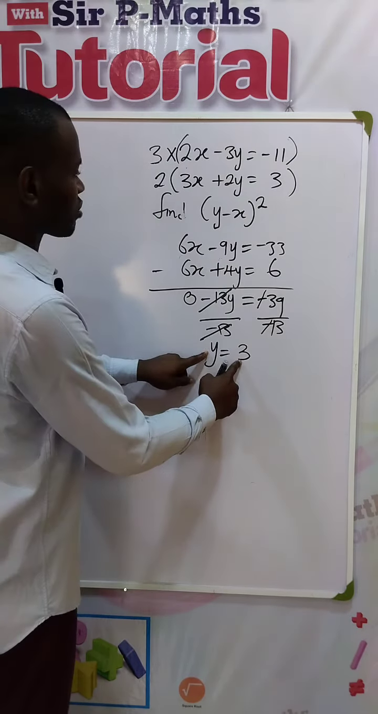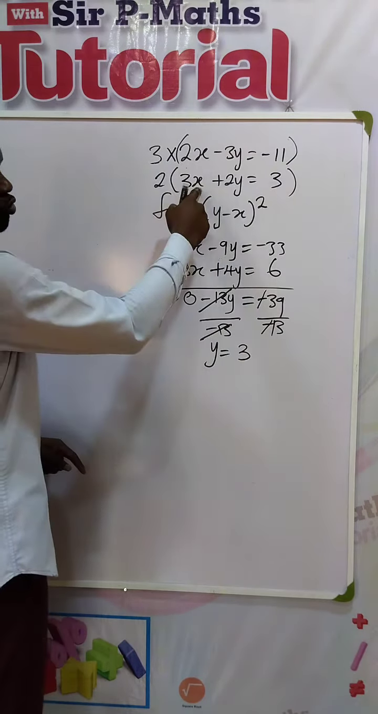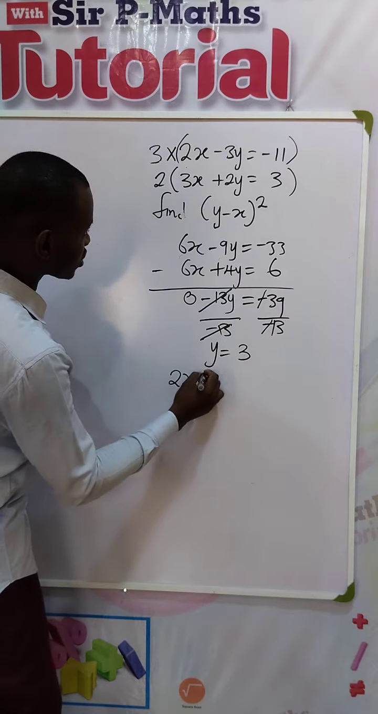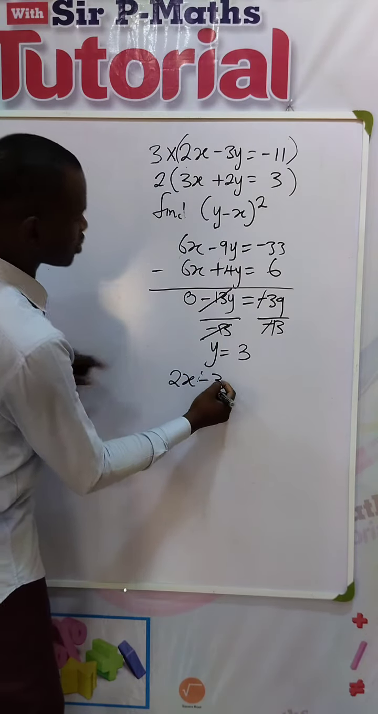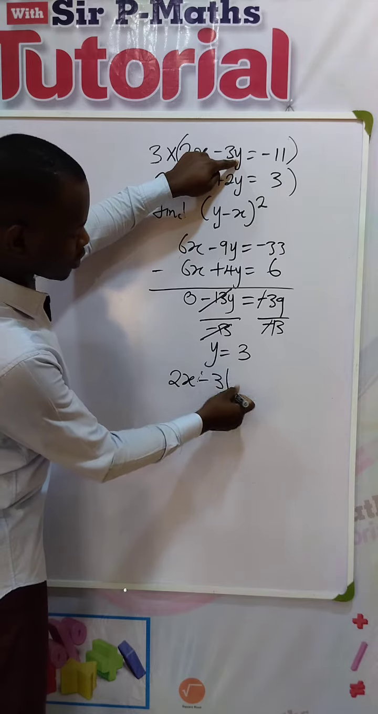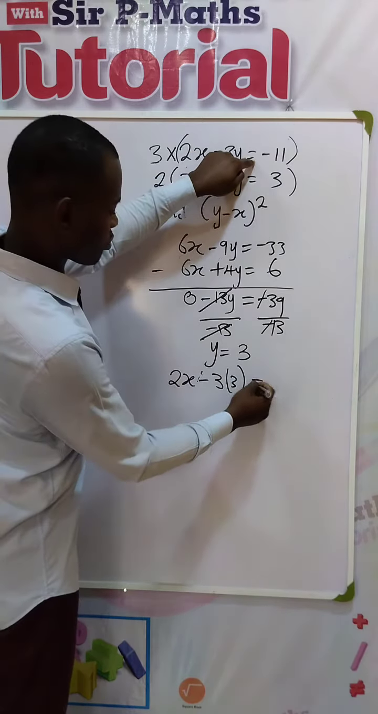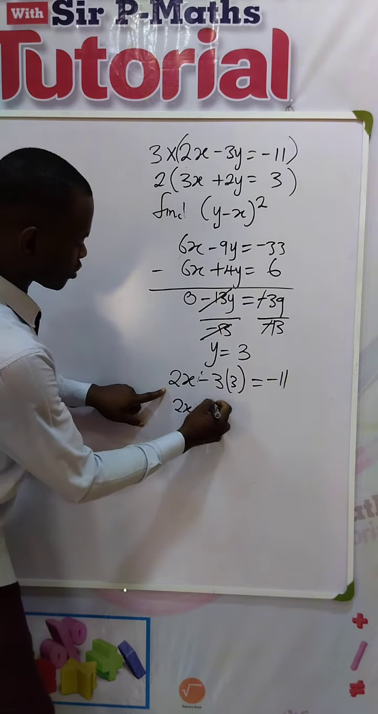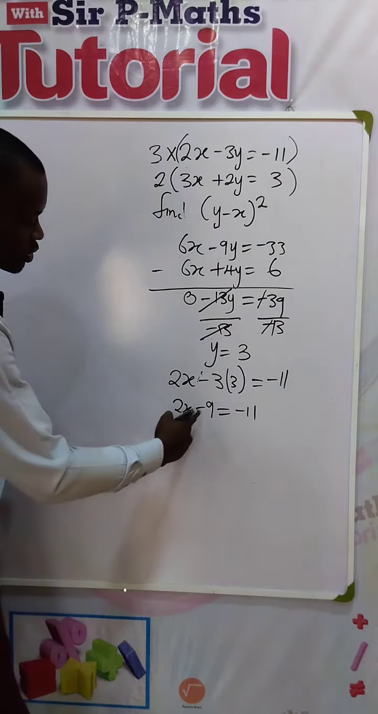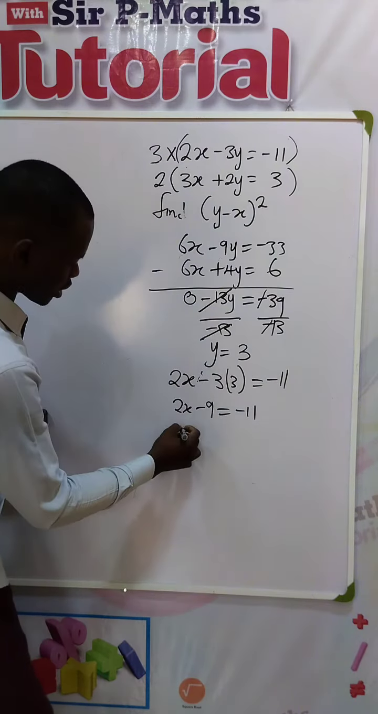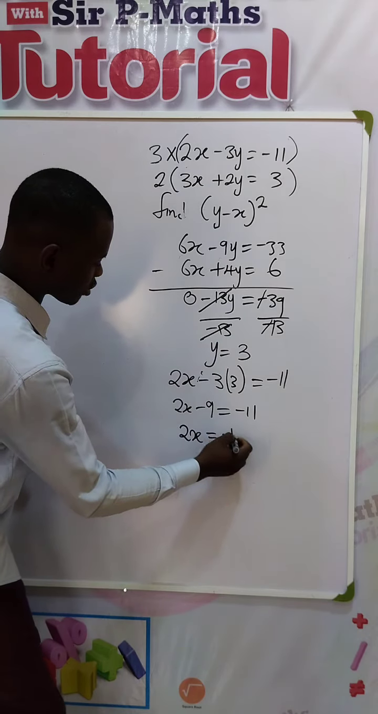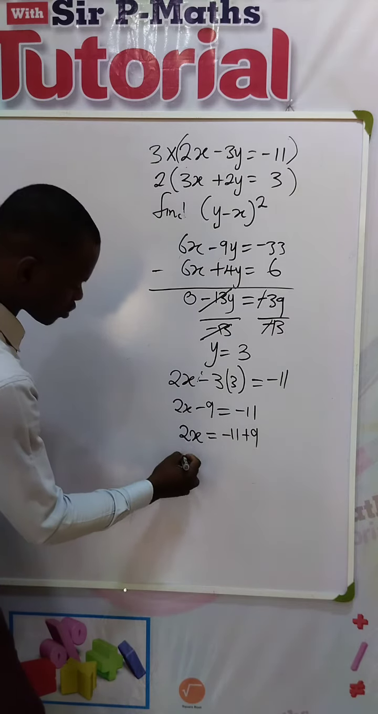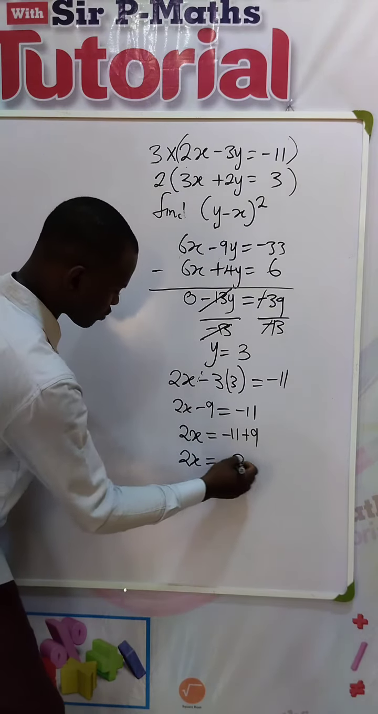Having gotten y as 3, take it back to equation 1 or 2 and get the value of x. So let's take equation 1, 2x minus 3. Instead of writing y, I'll write the value of y, equal to minus 11. So what do we do next? I have 2x minus 9 equals minus 11. Take 9 to the other side of the equation. I have 2x equals minus 11 plus 9. Minus 11 plus 9 should give us negative 2. So 2x is equal to negative 2.